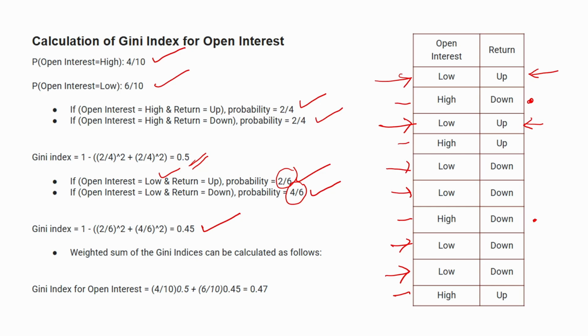Now we have to find the overall Gini index. So the weighted sum of these separate Gini indices will give you the total Gini index. How will you find it? The overall probability is given as 4 by 10 for high and 6 by 10 for low. So 4 by 10 into this Gini index plus 6 by 10 into this Gini index. So 4 by 10 into 0.5 plus 6 by 10 into 0.45. You got it as 0.47. So you got the Gini index for open interest also.